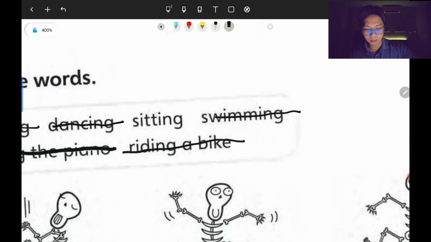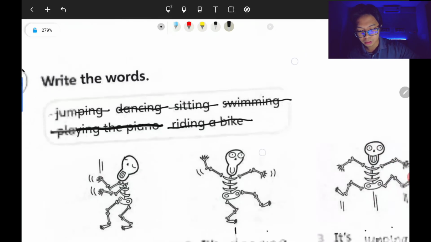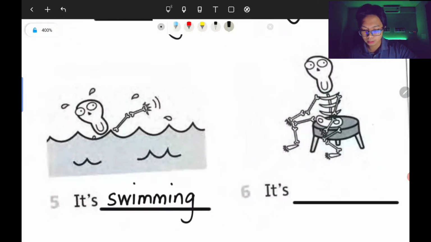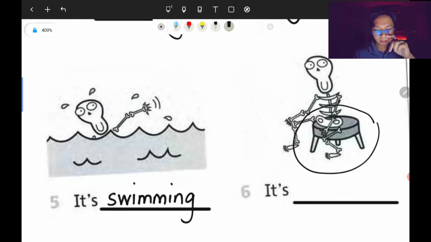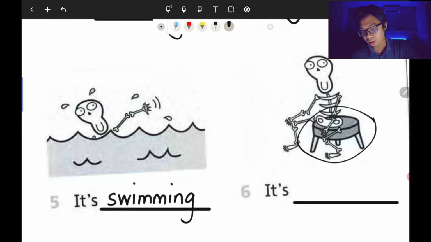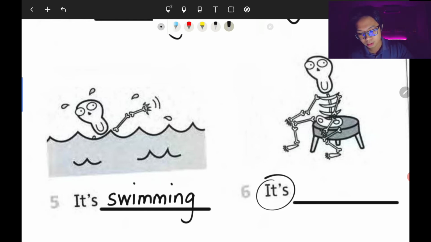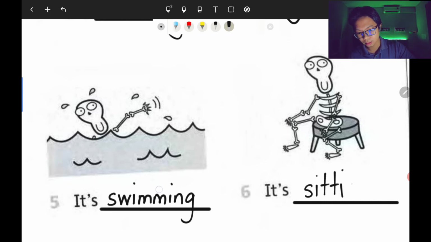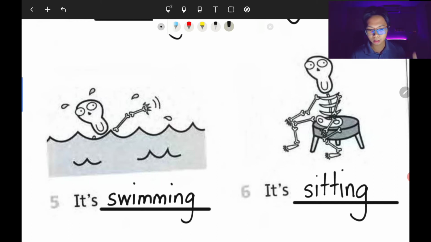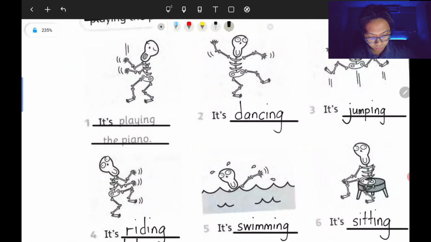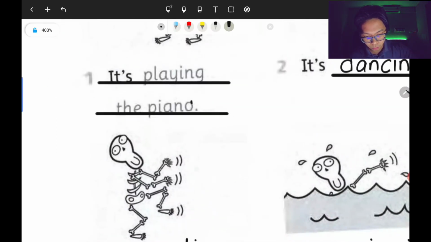So let's cancel this one out. So we have one more answer left. Kita ada satu lagi jawaban yang belum dijawab. Sitting, duduk. Cancel this one. It must be number 6. Obviously, okay, sangat ketara. You can see a stool. Okay, ada kerusi sini. There is a stool. Duduk. It's sitting. SITTING. Done.